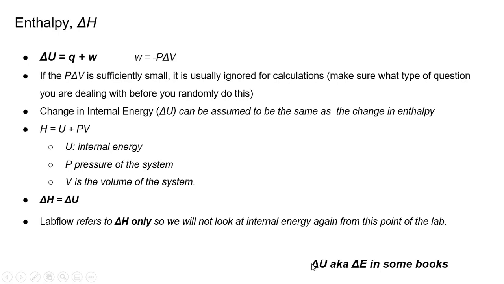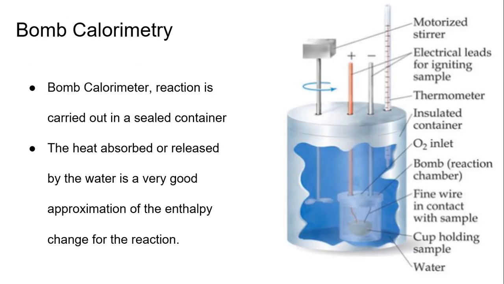Also, if you read in some books, in your textbook or ebook, the internal energy is known as delta U, but in other books and elsewhere, it would be delta E. So you need to understand which one you're looking at. Is it delta U, or is internal energy referred to as delta E? That's just something for you to be aware of.